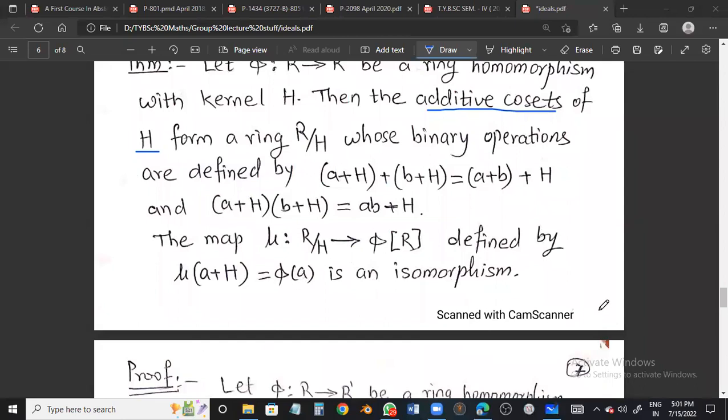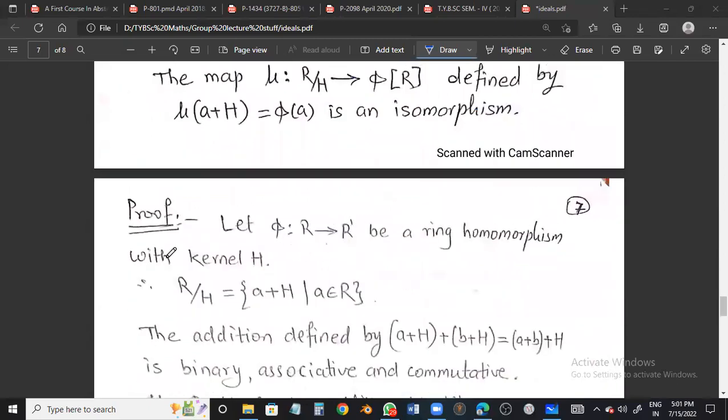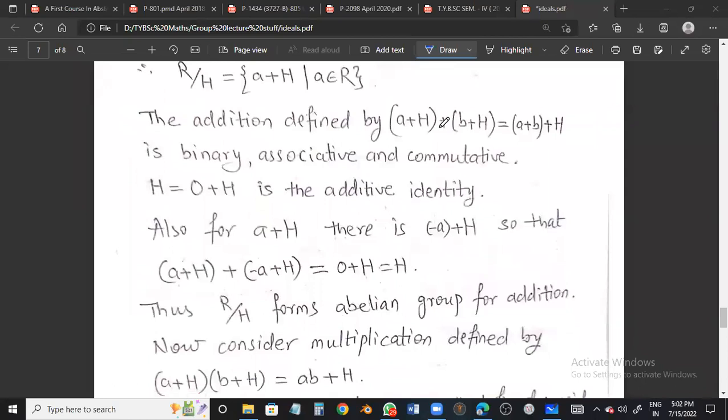What is an isomorphism? Basically it must be a homomorphism, then bijective, that is, one-one and onto. So we need that. So let us go for the proof. See, phi from R to R dash is a homomorphism with kernel H. So R by H, the factor set, will be of the kind A plus H, where A is taken from R. Now they have given us this definition of addition, and this addition will be binary because the answer is back in the set, associative and commutative. So I need not prove this. It is just hereditary.